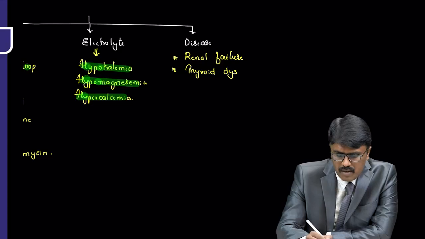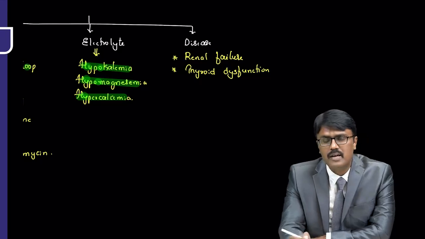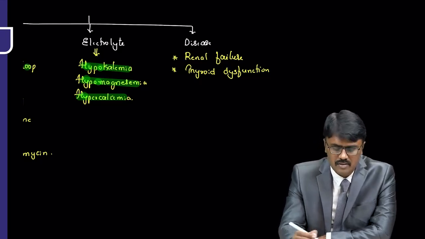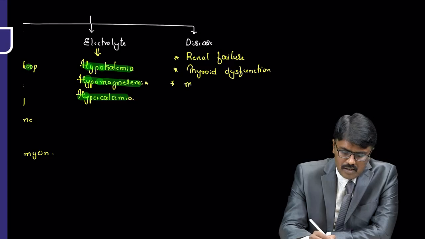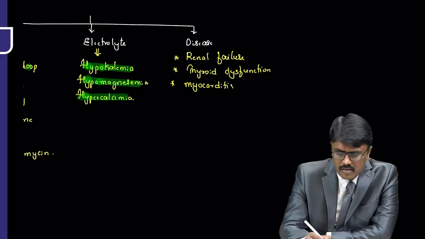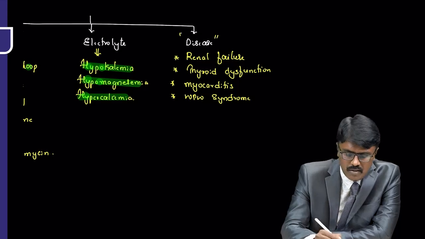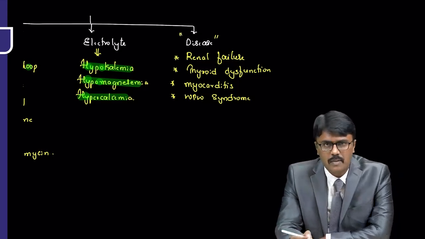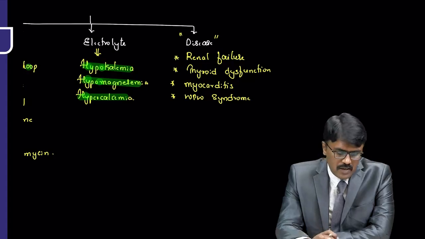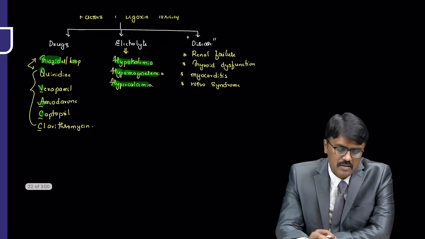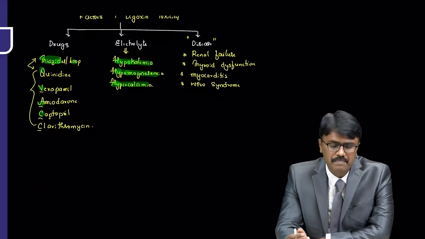Now, what do you mean by thyroid dysfunction? Thyroid dysfunction means both hypo and hyperthyroidism can increase the toxicity. Then myocarditis, and then WPW syndrome. So these are the conditions that can increase the digoxin toxicity. Now, once we understand this, let us continue with digoxin toxicity.